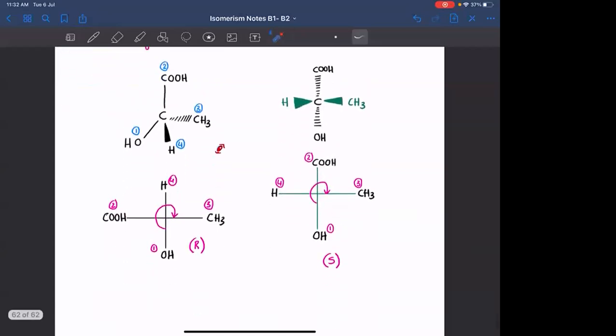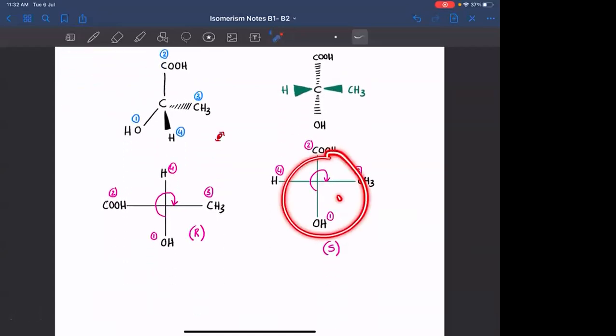In case of Fisher projection, you can write the configuration of it. Whatever configuration you are getting, if the lowest priority group is not present on the vertical line, write the reverse. Is that clear? In the Fisher projection, the things you need to remember: the groups present on the horizontal line are coming towards you. The groups present on the vertical line are going away from you. So the lowest priority group must be present on the vertical line if you are assigning the configuration. If it is not present on the vertical line, write the configuration and the answer is the reverse of that. Is that clear?